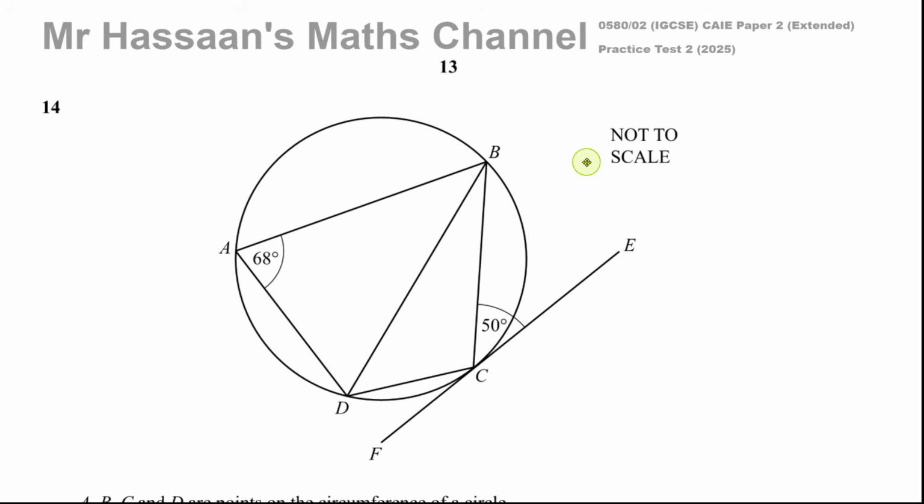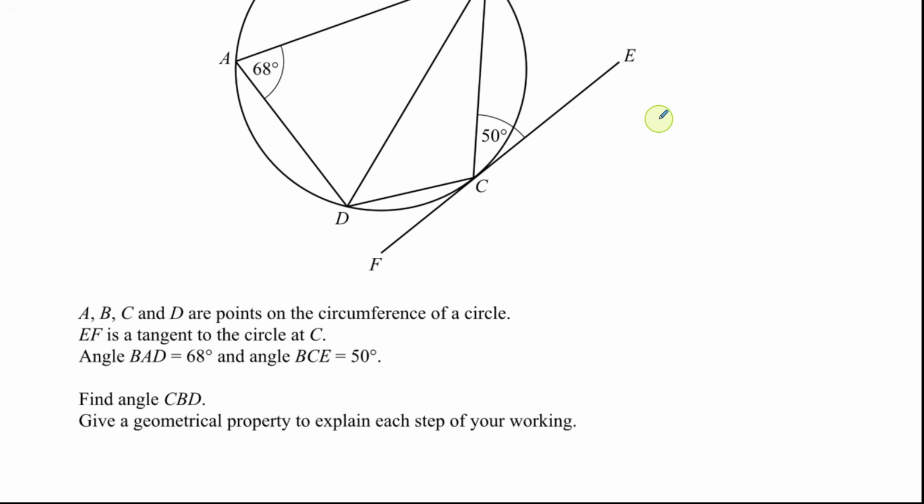I'm now answering question number 14 from practice test 2 for paper 2, IGCSE Cambridge 2025. This is one of the papers that was released to give us some practice of the type of questions that you'll get in the new non-calculator type of paper. There was a series of practice tests: practice test 1, practice test 2, and so on. This is practice test 2, question number 14.